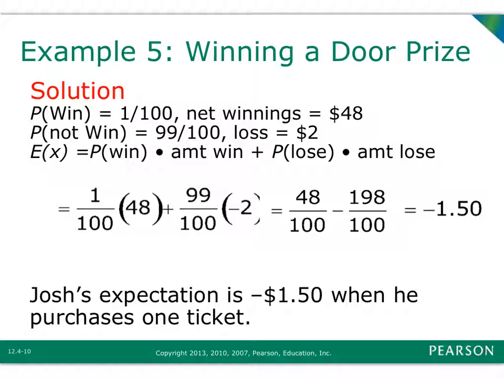This concludes our examples on expectation and expected value. We are now going to go to chapter 11.5 and talk about independent and dependent events.